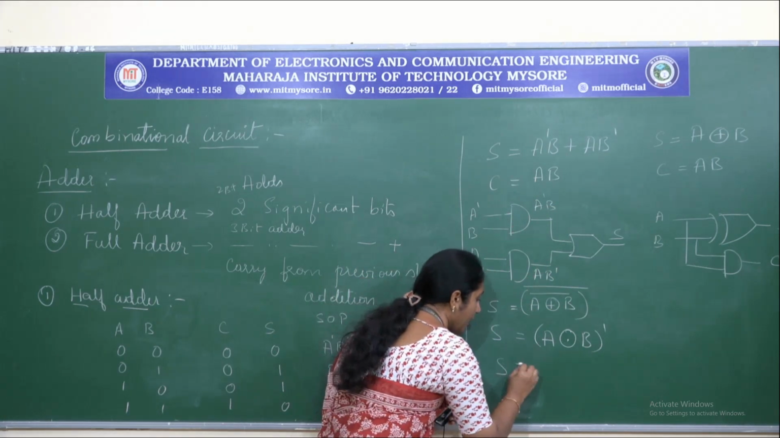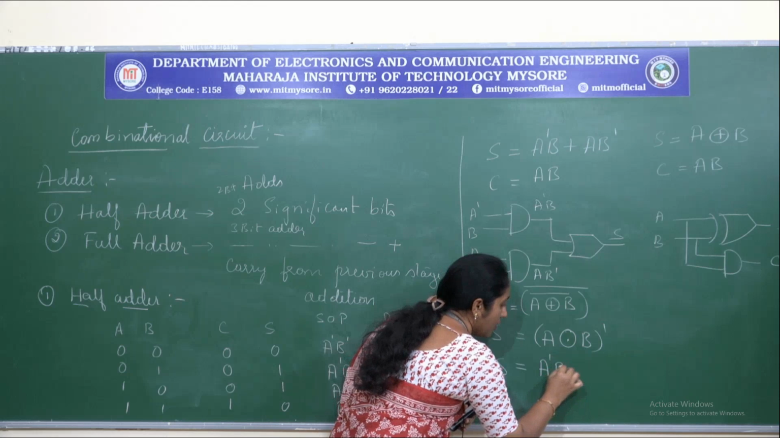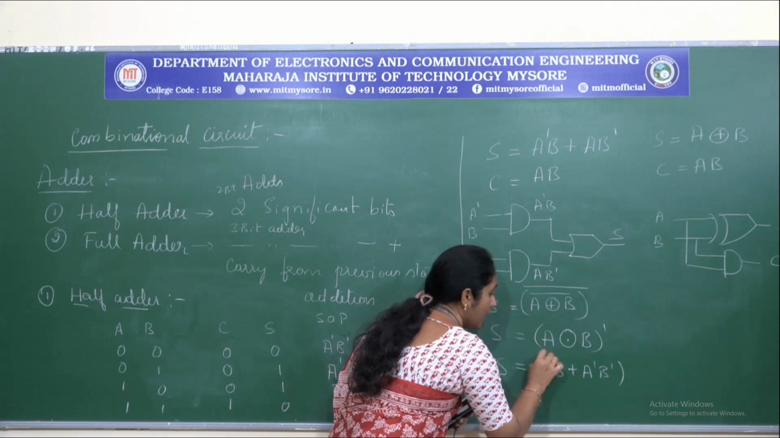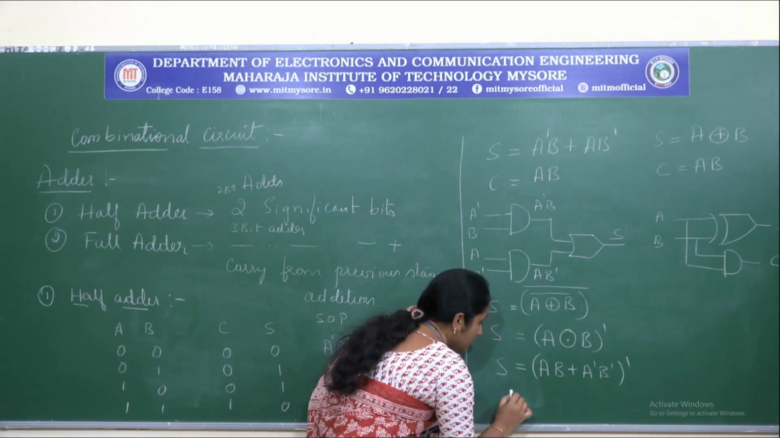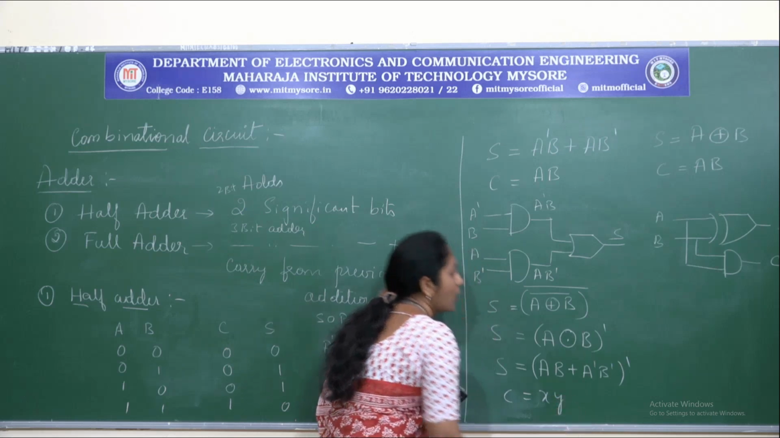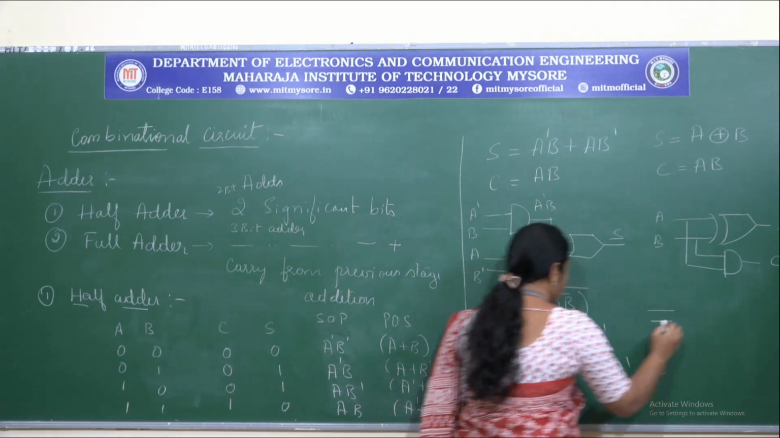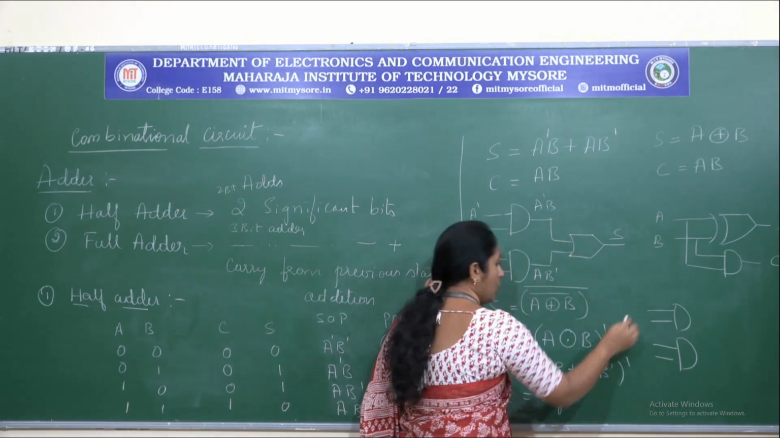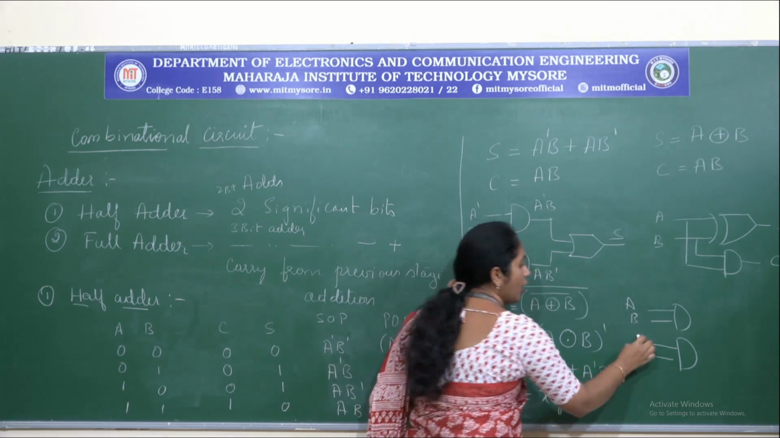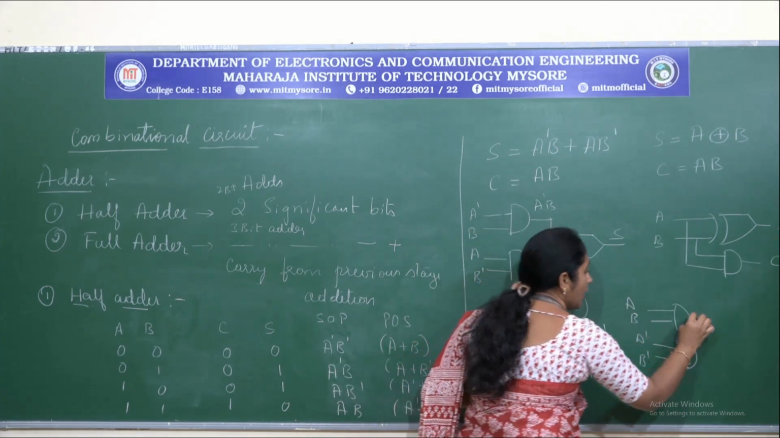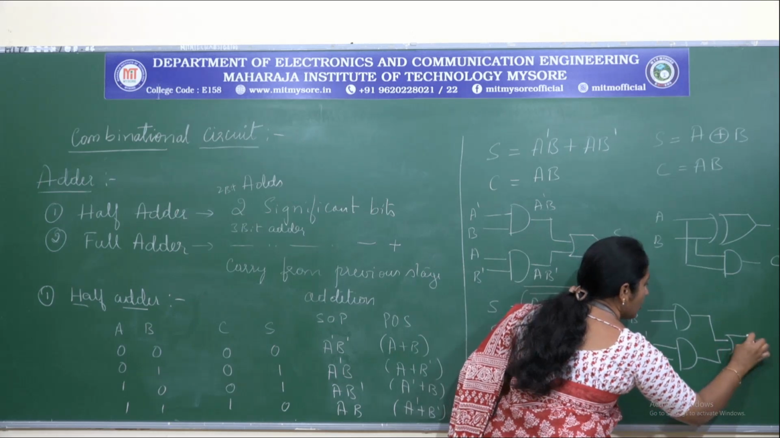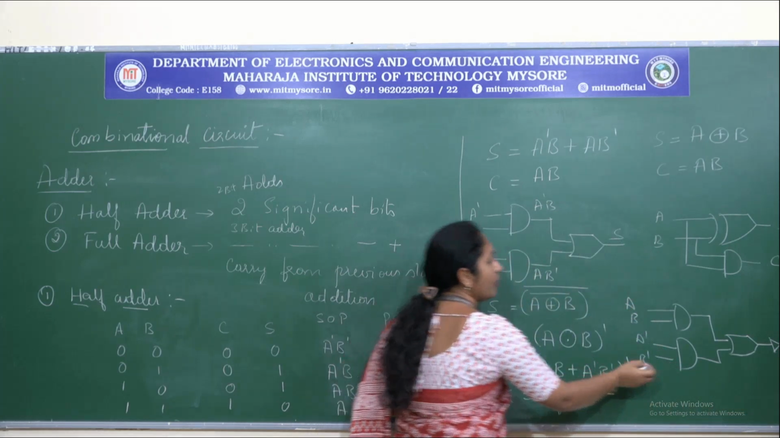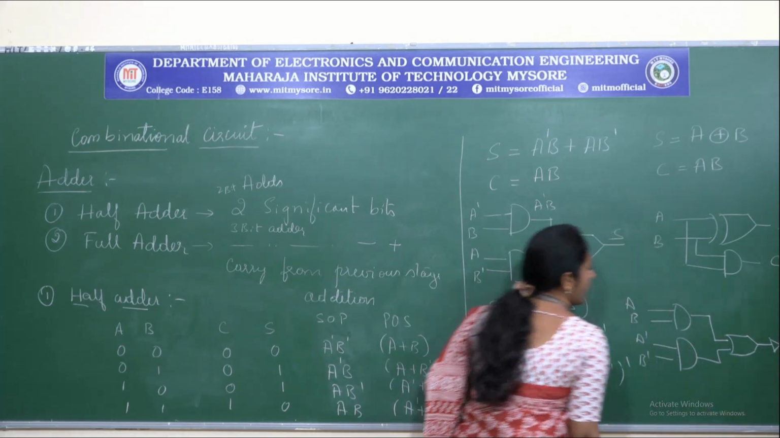So another way we can write this is AB plus A dash B dash, which is X NOR, the whole thing complemented, and carry will remain as it is. So for this, if I represent it, we require 2 AND gates. For one we have AB as input, for another we have A dash B dash. These are given to an OR gate, and at last, because we have a whole complement, we need to consider a NOT gate.